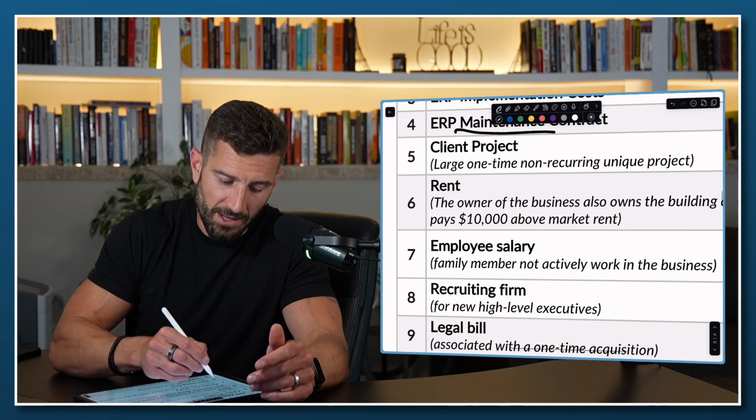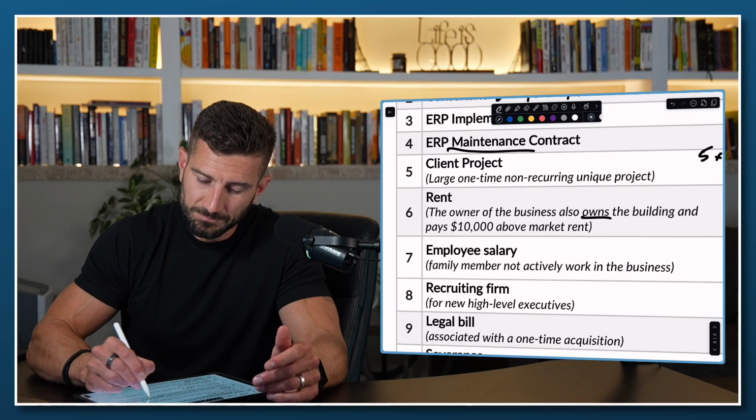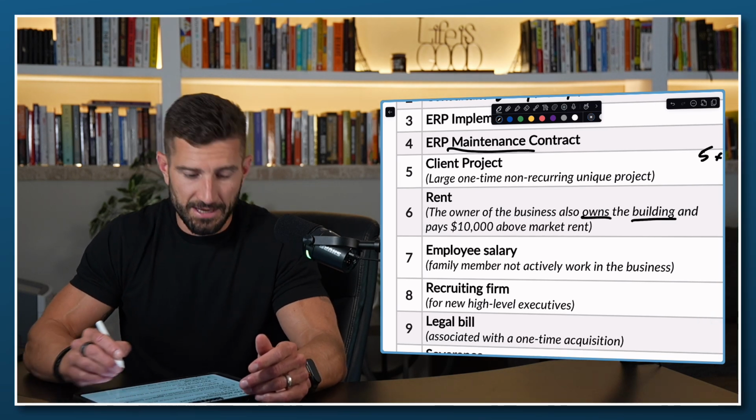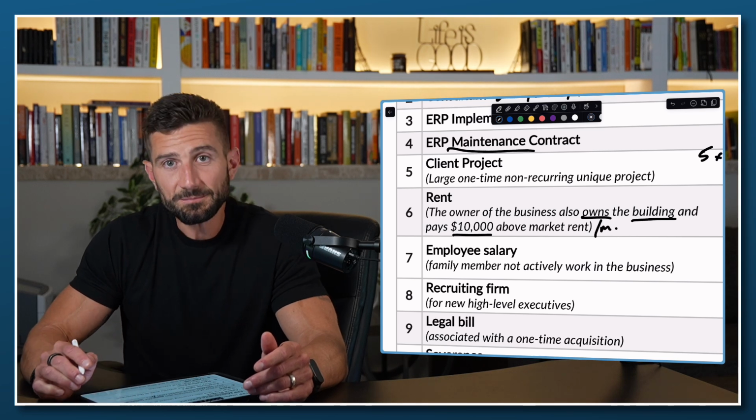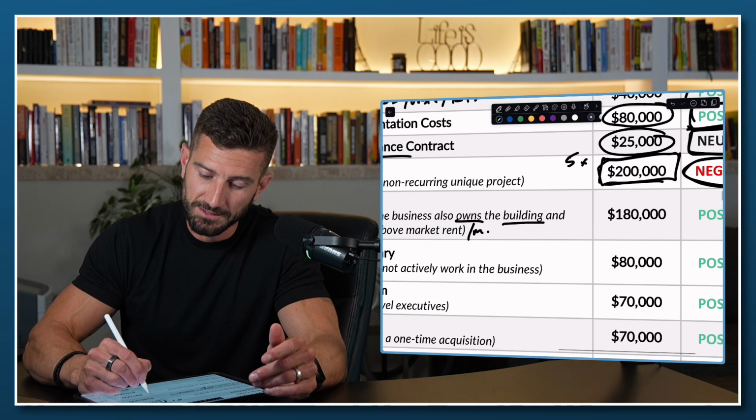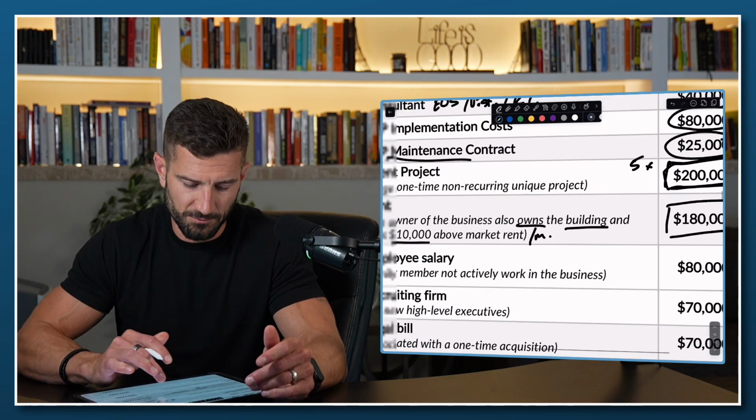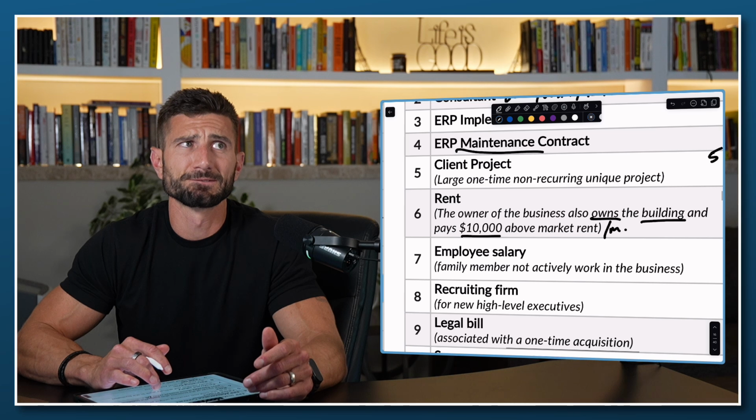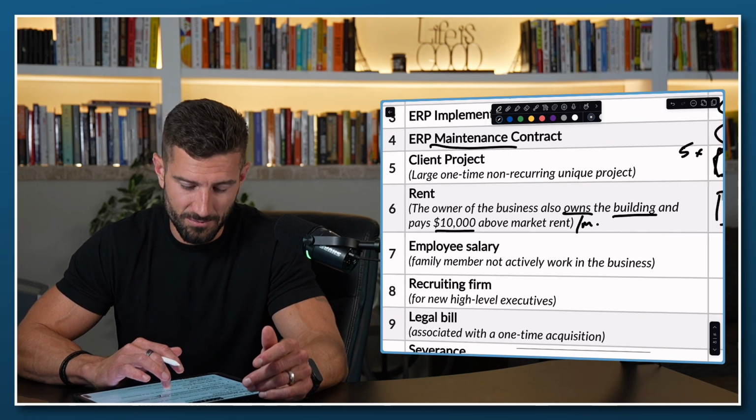Then we go on to rent. So the owner of the business also owns the building, and they're paying themselves 10 grand above market rate, and that's per month. So, I got a couple numbers here. So this is correct. So let's say they're paying themselves 180 grand above market rent, which ends up being, that'd be like 15 grand, something like that. Okay. Not going to do back of the napkin math right now.